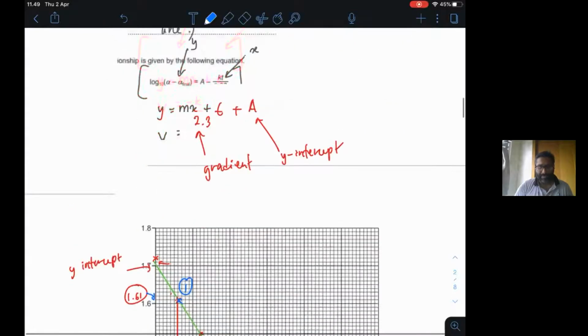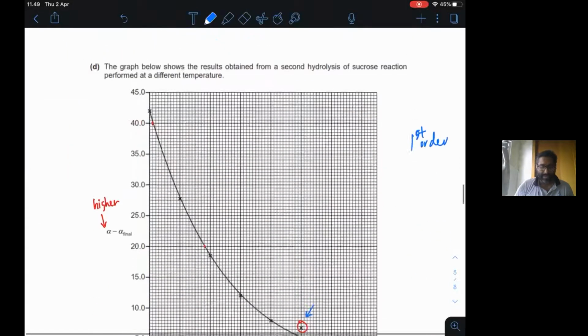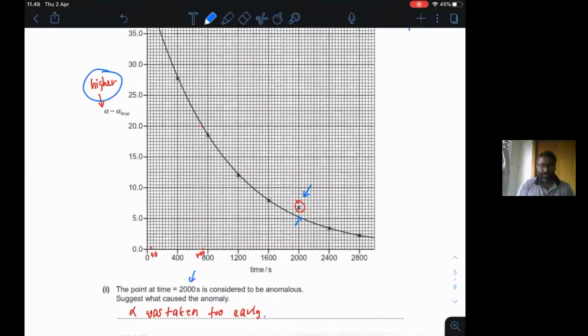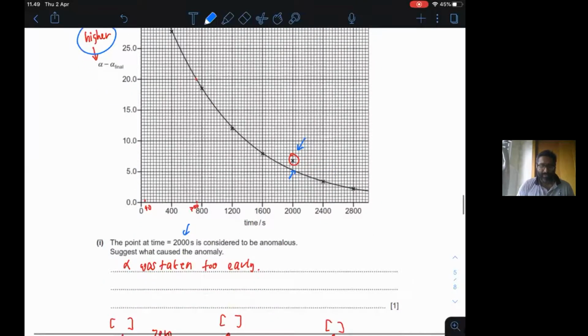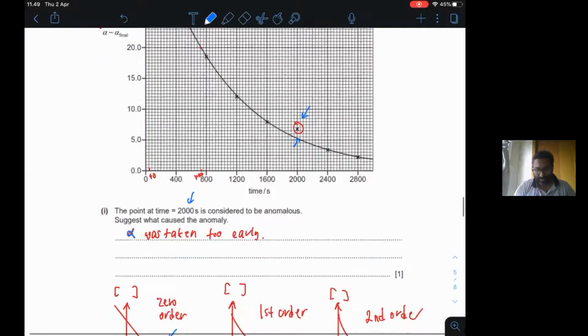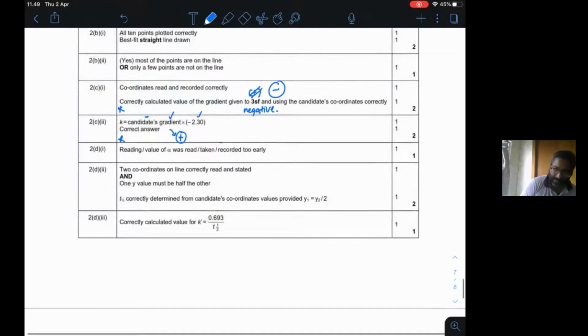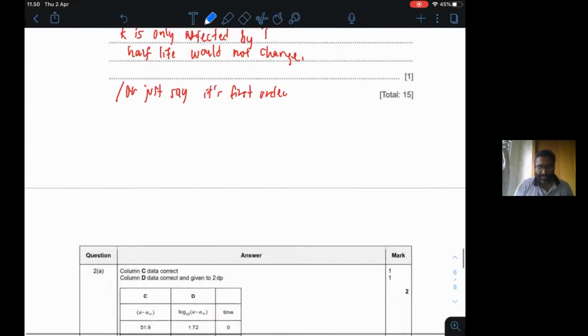So the answer key is very specific. If you just mention that it's a wrong reading, you don't get the mark. Here you need to say that the rotation is higher, and then state what caused the anomaly. You just need to say that this rotation was taken too early. I can show you the answer key. They only give that value. You see, it was recorded too early. So you cannot just say wrong reading or a problem when taking the reading; you must give the actual reason.